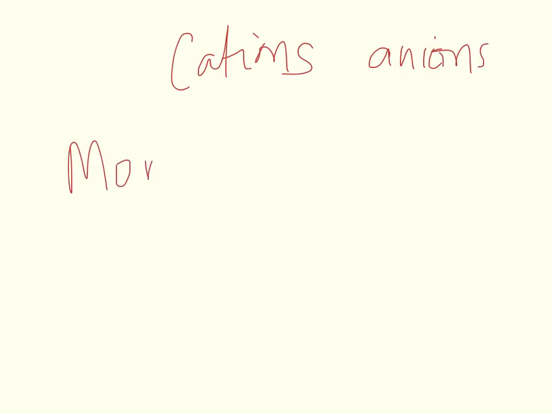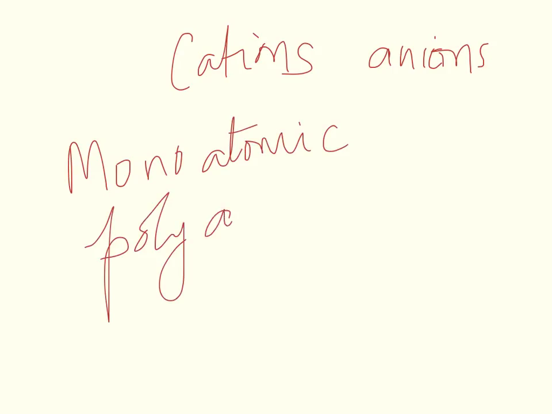Now, how many types of ions do you have? There are two types, cations and anions. There is one more classification. There are monoatomic ions and then there are polyatomic ions. What do we mean by this?